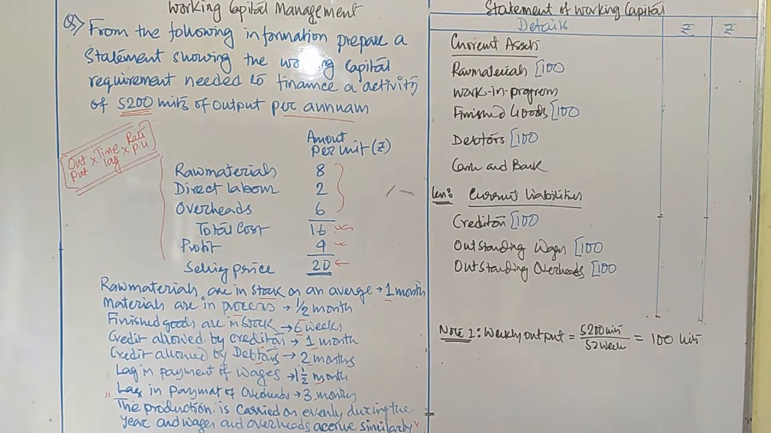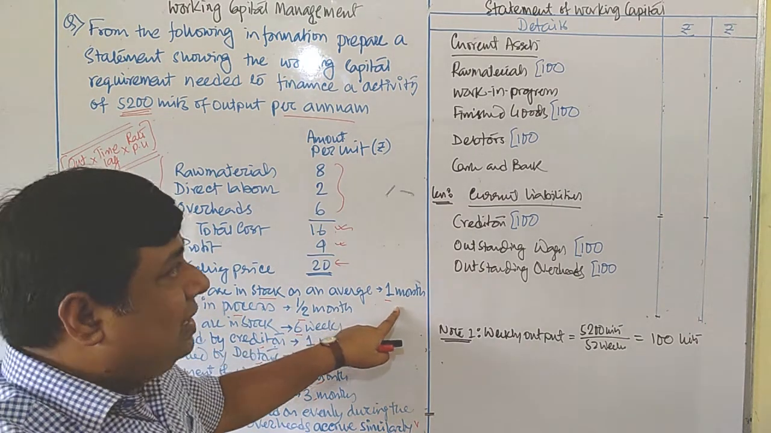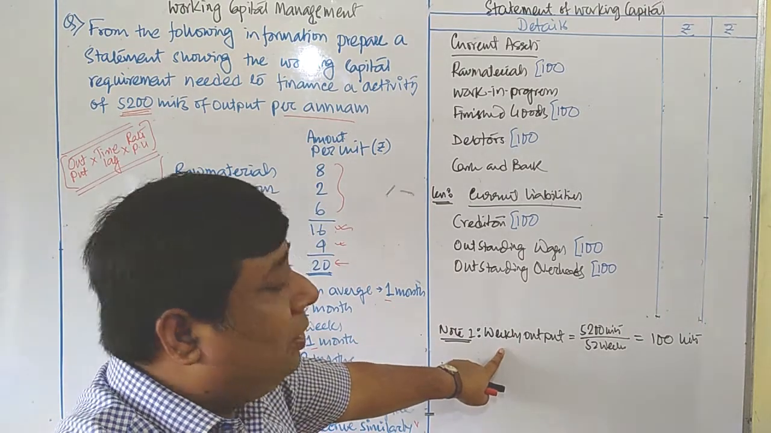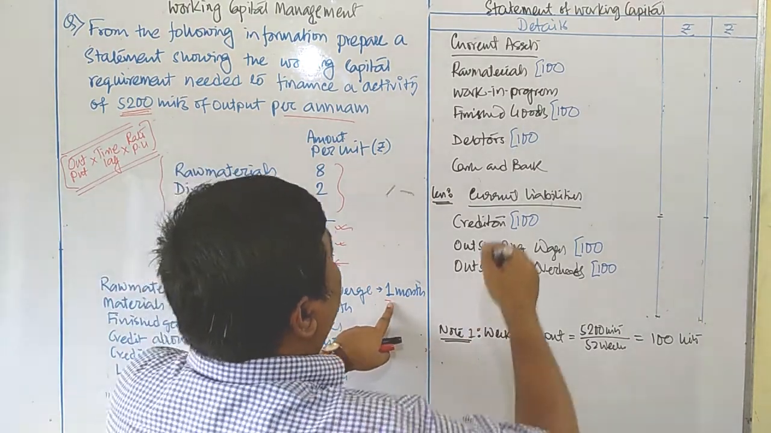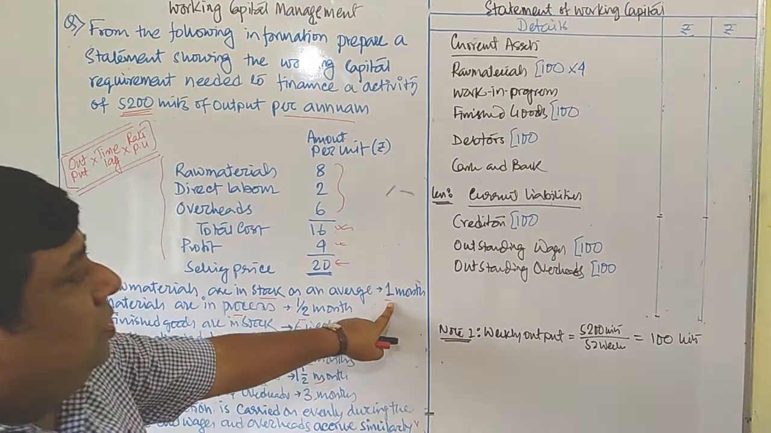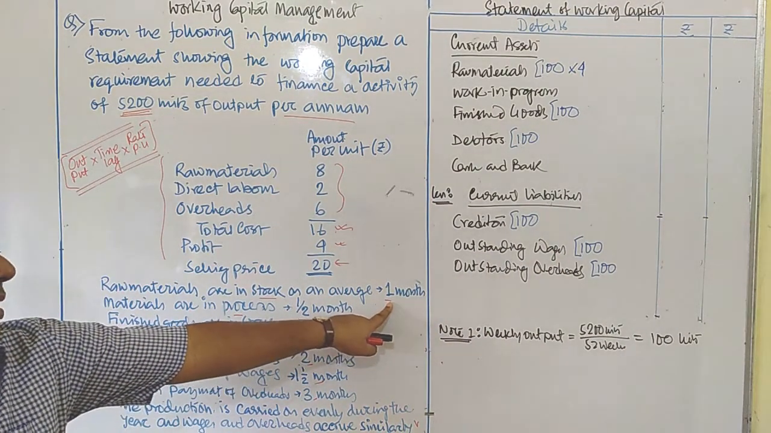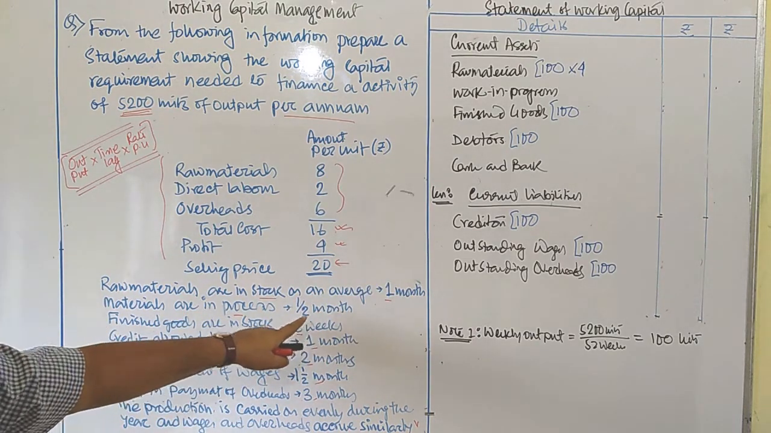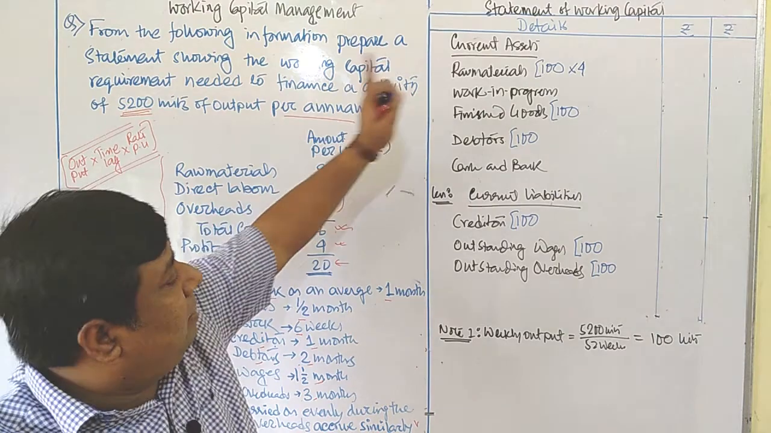Next, multiplying by time lag. In case of time lag, just plot one by one. First, raw materials are in stock on an average for 1 month. Yes, it is given monthly basis, but we consider here weekly basis. Then 1 month we consider here 4 weeks. That is why I am multiplying by 4, since we are going to consider weekly basis of working capital. Materials are in process half month. As I said, work in progress I will come later on.